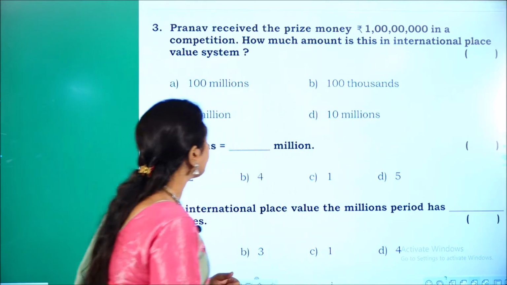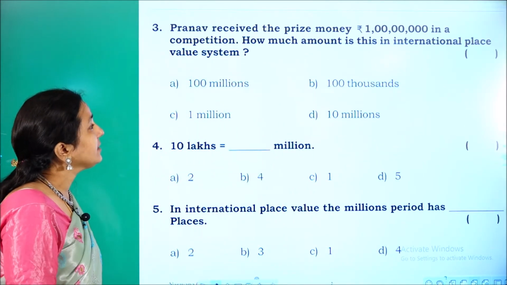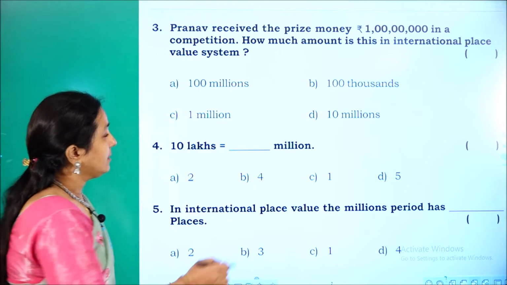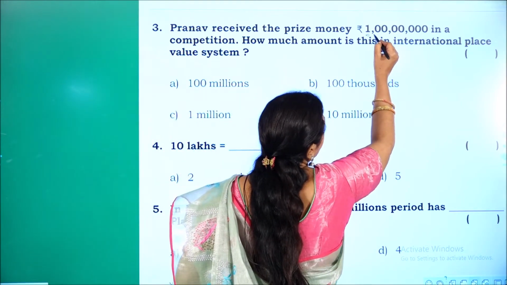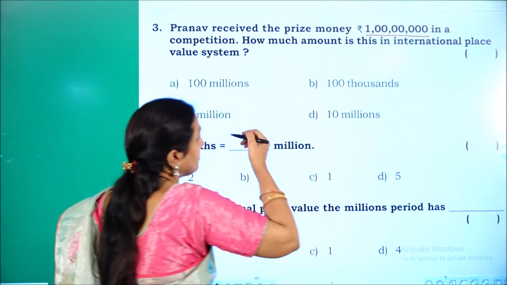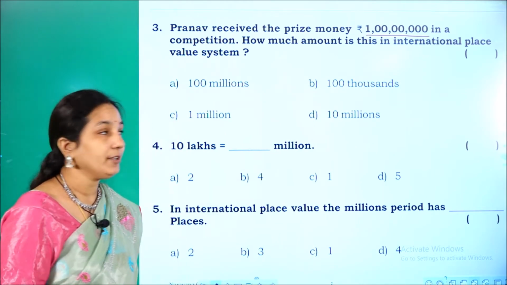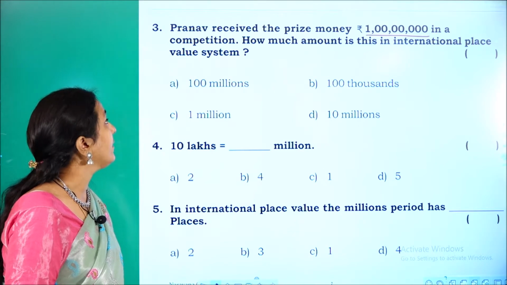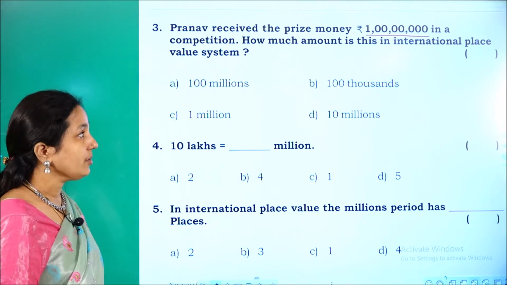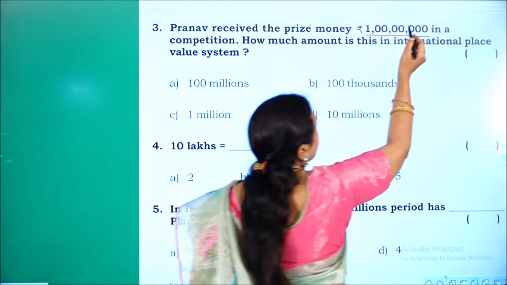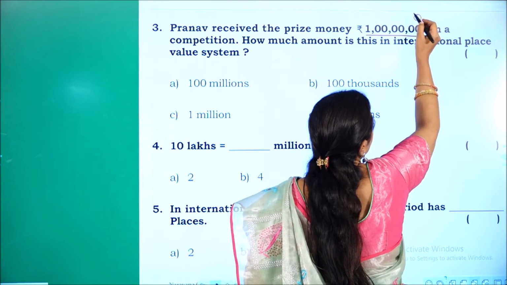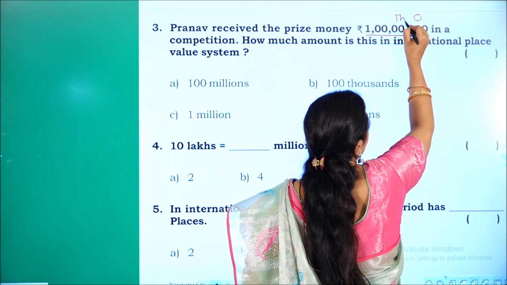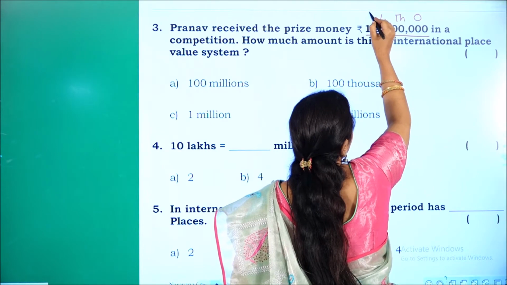Next one. Pranav received the prize money. The given amount is 1 crore. In a computation, how much amount is this in international place value system? So here already you know this will be the ones period, this will be the thousands period, and this will be the lakhs period and crore.